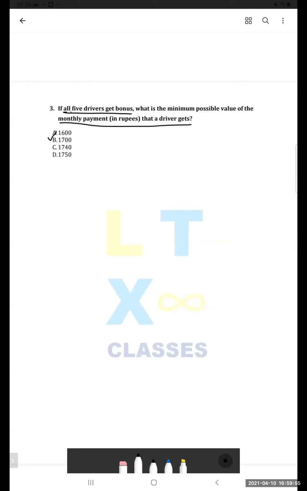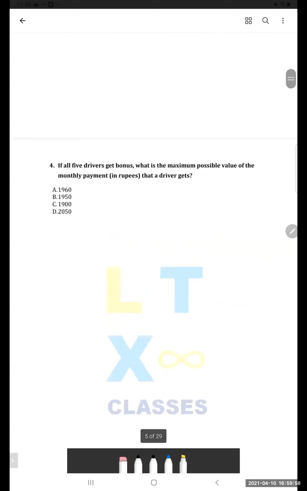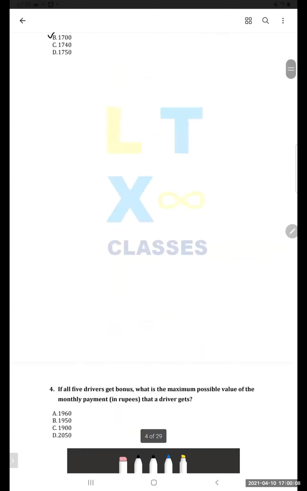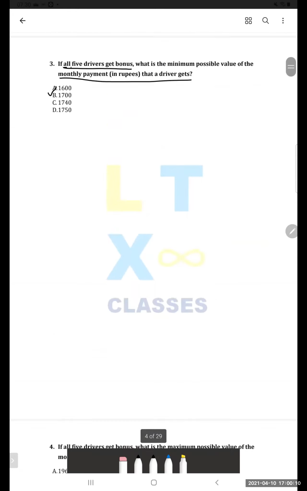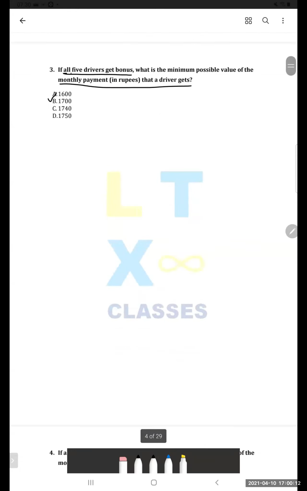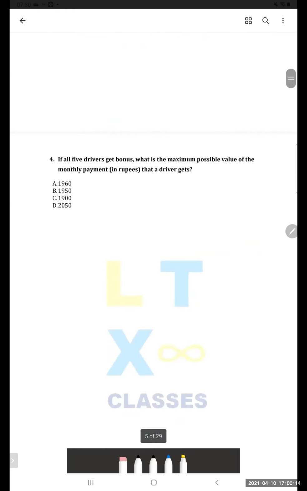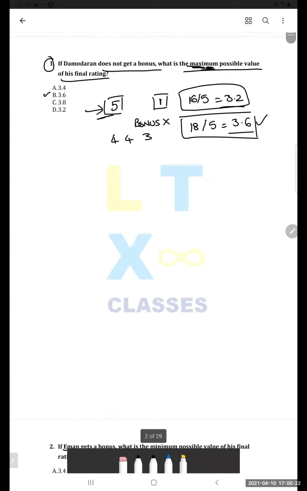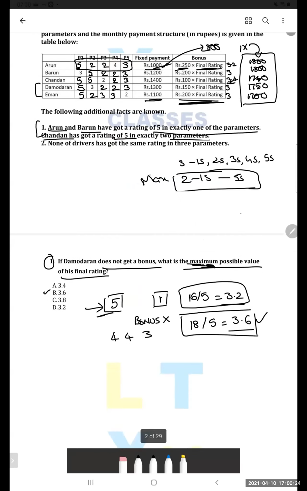Now let's go for the last question. If all 5 drivers get bonus, what is the maximum possible value of the monthly payment? It's just the opposite of the previous question. Earlier, in the previous question, it says all five drivers got bonus, but solve the minimum possible. Now here, what's the maximum possible value? We just have to change our approach to this question slightly, and now we have to maximize this.